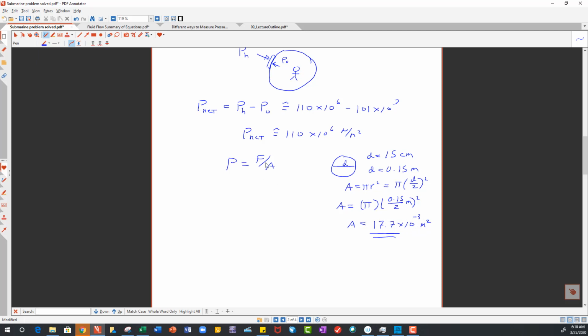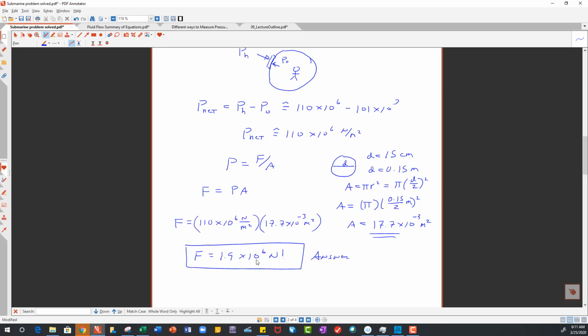So force is going to equal the pressure times the area. And we can plug those numbers in. And that comes out to be about a force of 1.9 times 10 to the 6 newtons acting on that window. And that's equal to about 200 metric tons of force. So that's an incredible amount of force that's acting on the structure of the submarine and the window. So that's how you go about solving this type of problem.